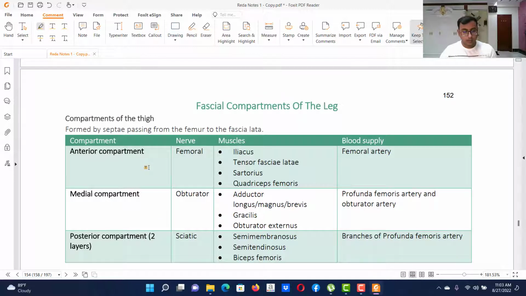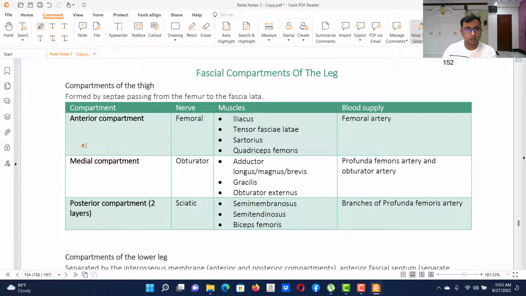Now, fascial compartments of the thigh. In short, I already discussed it: the anterior compartment of the thigh is supplied by the femoral nerve, and these muscles are present: iliacus, tensor fascia lata, sartorius, and quadriceps femoris. The corresponding artery is the femoral artery. Okay, and the medial compartment is supplied by the obturator nerve: adductor longus, magnus, brevis, gracilis, and obturator externus. The arteries are the profunda femoris artery and the obturator artery.